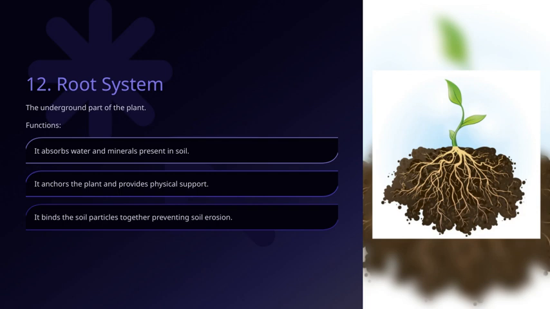Additionally, roots help in binding soil particles together, which actually helps prevent soil erosion. So, in essence, the root system is fundamental not only for nourishing and supporting the plant, but also for maintaining healthy soil structure. This connects to our overall theme of understanding how plants interact with their environment and sustain life.